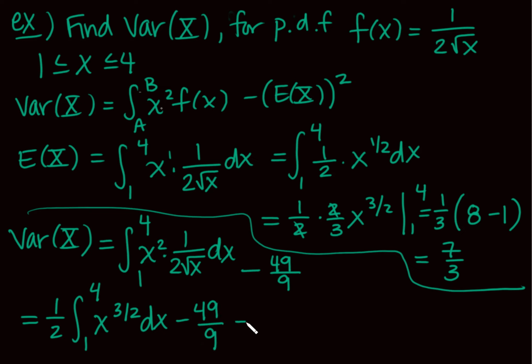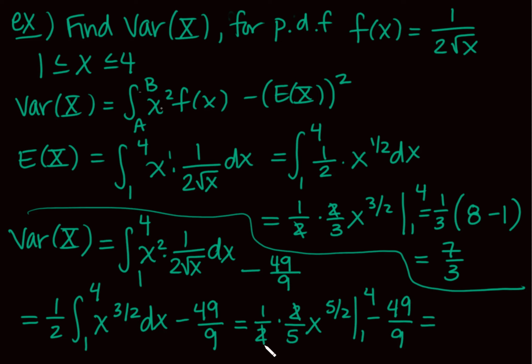Remember, look at how my notation is good. I'm not getting lazy. I'm bringing that 49/9. If I put an equal sign, you better mean it. So I have 1/2, take the antiderivative, 2/5 x to the 5/2 from 1 to 4. And then again, I have the 49/9.